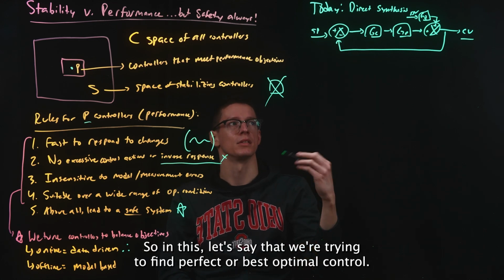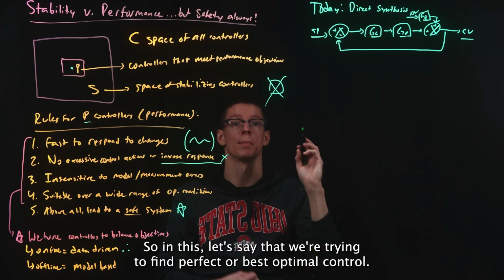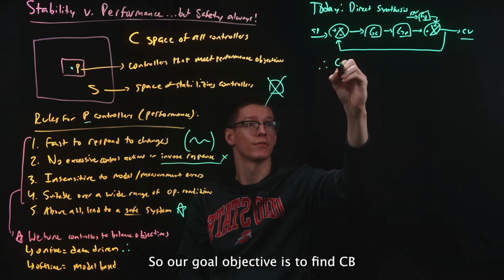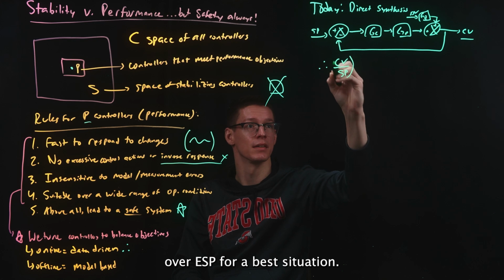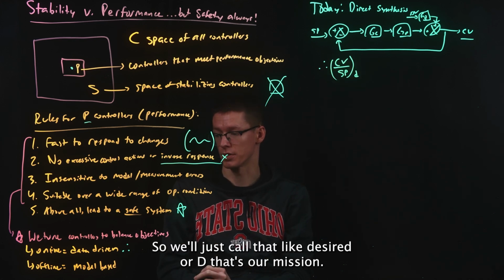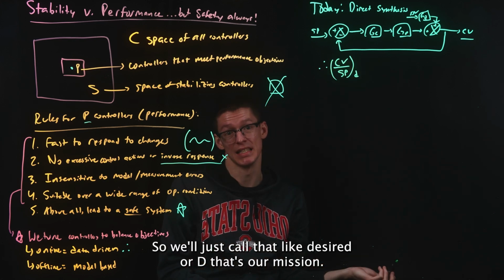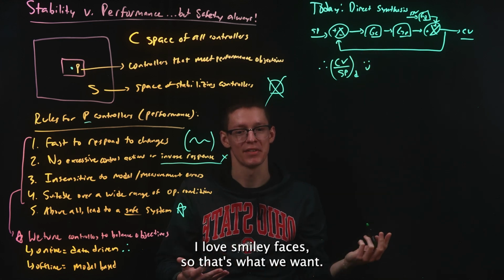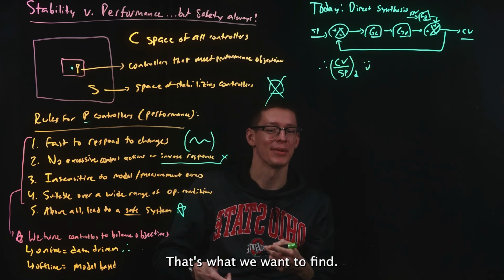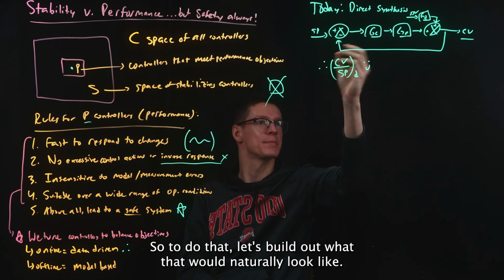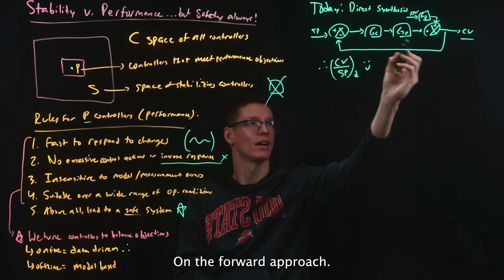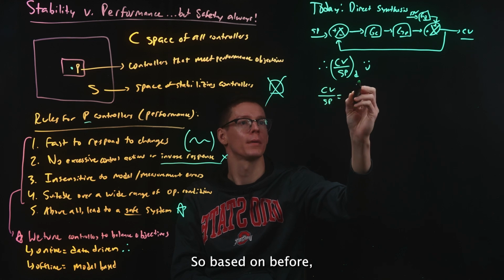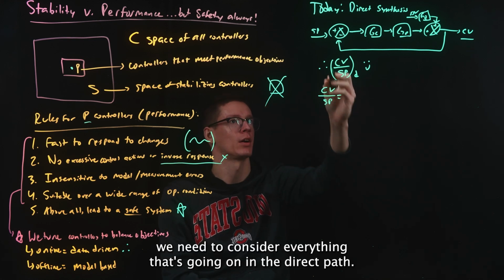In this, let's say that we're trying to find perfect or best optimal control. Our goal objective is to find CV over SP for a best situation, so we'll just call that the desired, or D. That's our mission. That's what we want to do. I love smiley faces, so that's what we want to find. To do that, let's build out what that would naturally look like on the forward approach. Based on objective 4, we need to consider everything that's going on in the direct path.